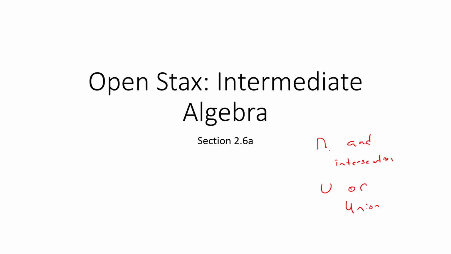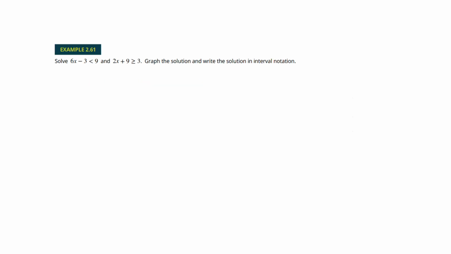Now, an intersection means that we need the location that is true for both different answers. It's got to be true in both groups. A union is, I'm happy with either one. Now, this will make more sense as we get going, so let's get to it.